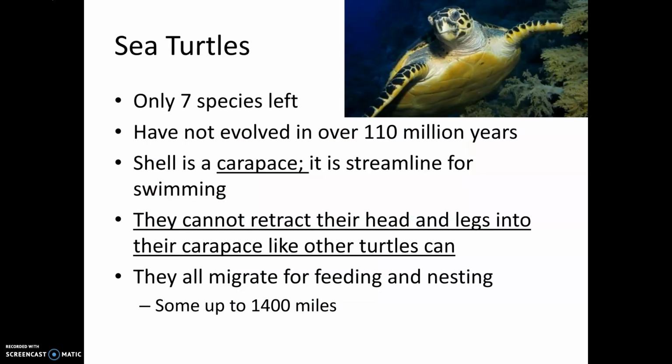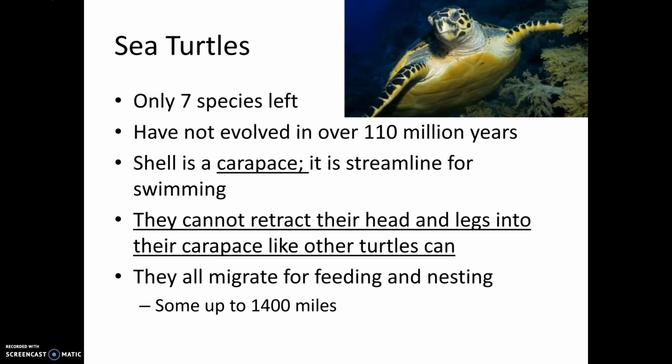So let's take a look a little bit at sea turtles. Sea turtles, there are only about 7 species left, so these are an endangered species here. So it's really important, there's a lot of different protections around sea turtles. But something very interesting about them is, similar to the sharks that we talked about, these have not evolved in almost 110 million years. So very similar to the sharks here, have not evolved in many, many years.